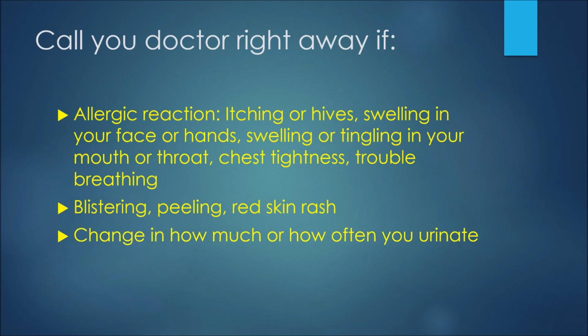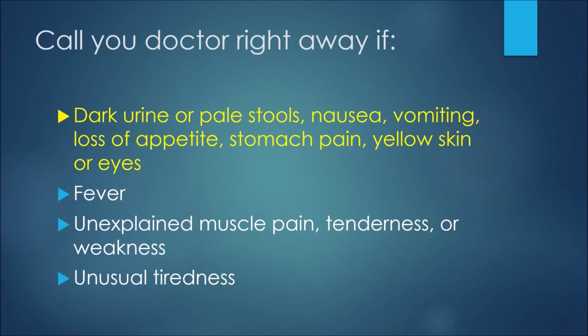a change in how much or how often you urinate, if you have dark urine or pale stools, nausea, vomiting, loss of appetite, stomach pain, yellow skin or eyes, if you have a fever or unexplained muscle pain, tenderness or weakness, or unusual tiredness.